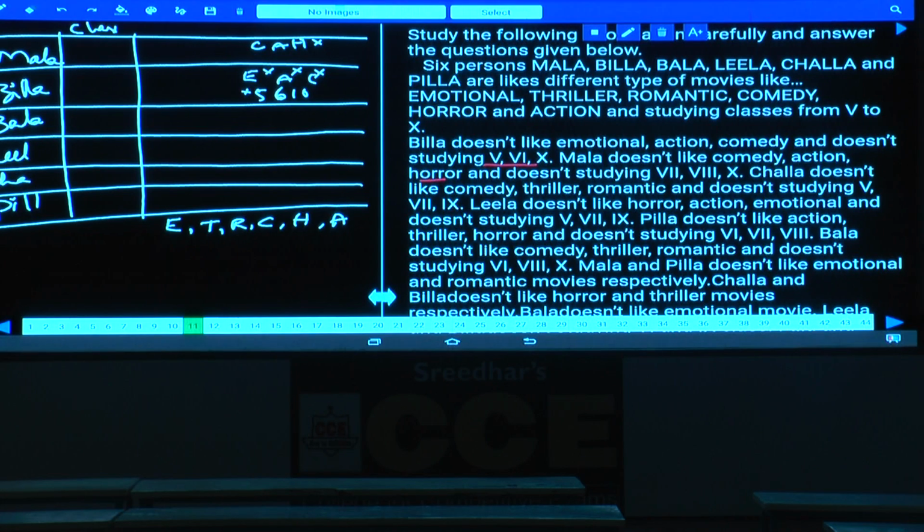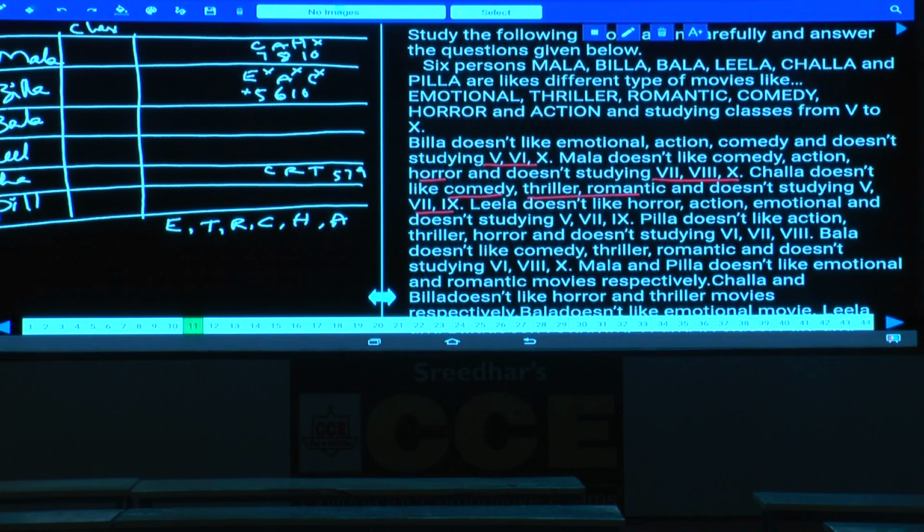Does not like comedy, action, horror, and is not studying in 7th, 8th and 10th. Challa does not like comedy, romantic and thriller, and is not studying in 5th, 7th and 9th. So 5, 7 and 9 are ruled out.